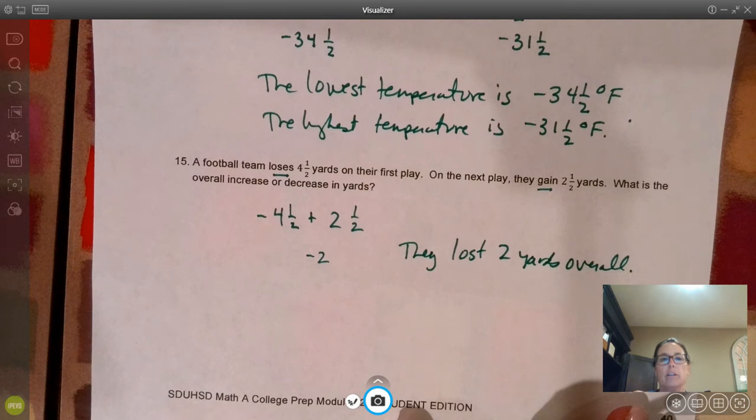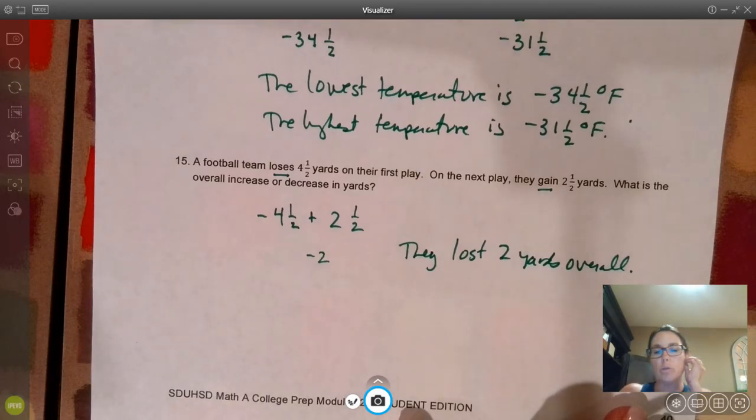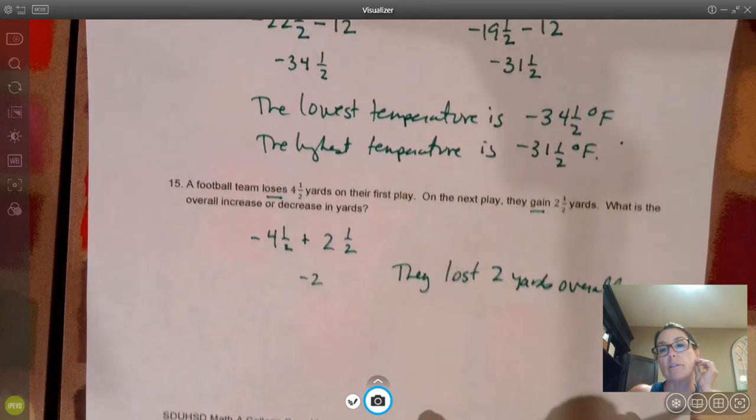Okay, so that concludes the entire lesson on 2.3b lesson, operations with positive and negative fractions.